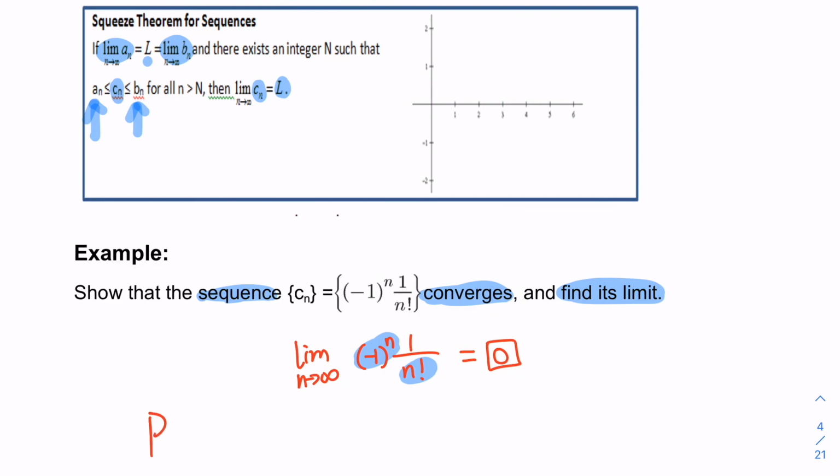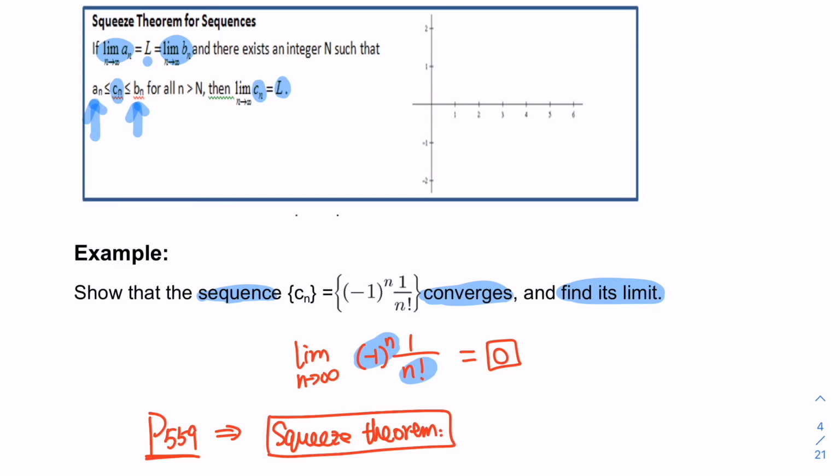In the textbook, page 559, they use the squeeze theorem to prove this. It's very interesting. Okay, everybody, you can have a look at page 559. And the homework is on the bottom.